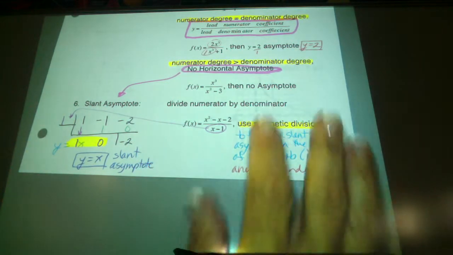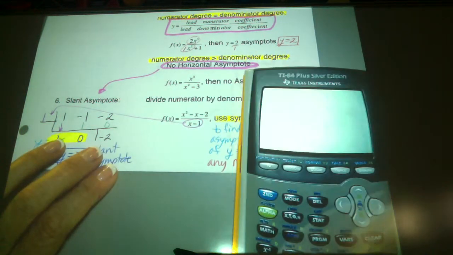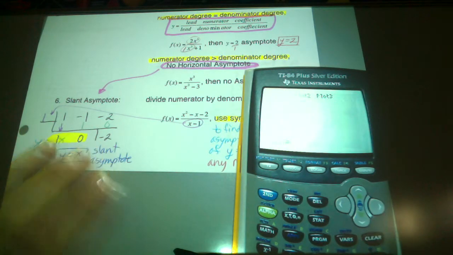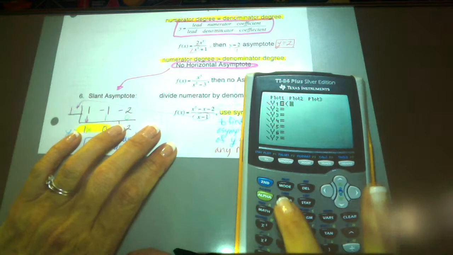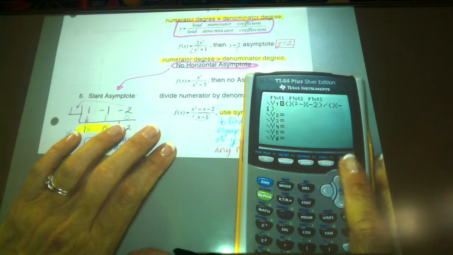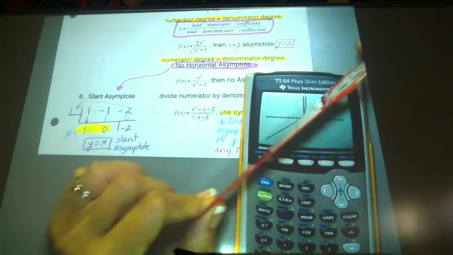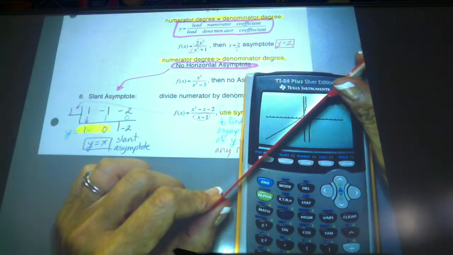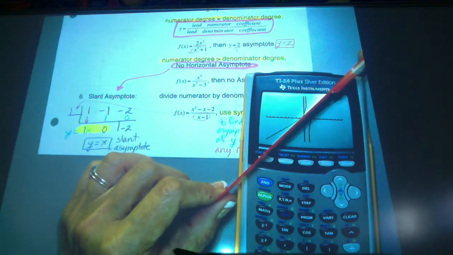And I'll prove to you that it works. I'm going to put this in my calculator, and you'll see the slant asymptote. Let's get rid of the glare. And we have parentheses x squared minus x minus 2 divided by parentheses x minus 1. So here you can see the swoops occurring, and that y equals x goes through the y-axis at 0, and it has a slope of 1.